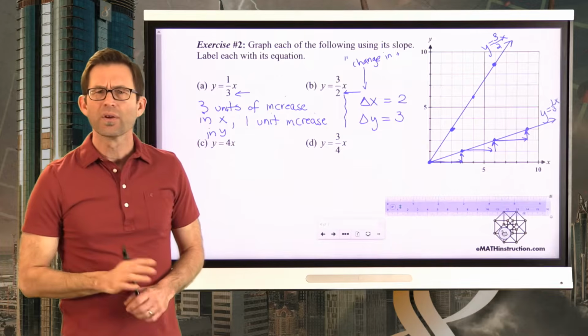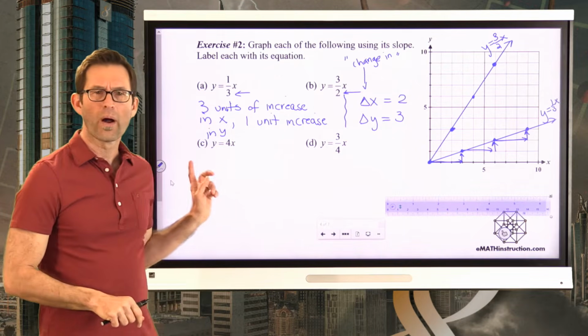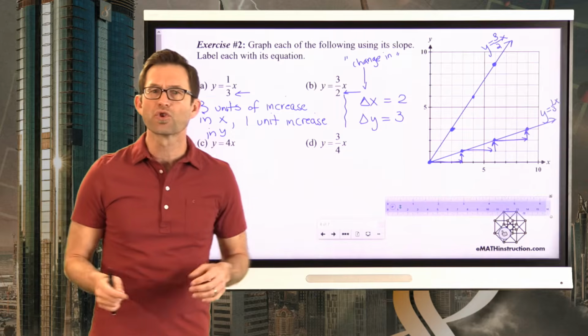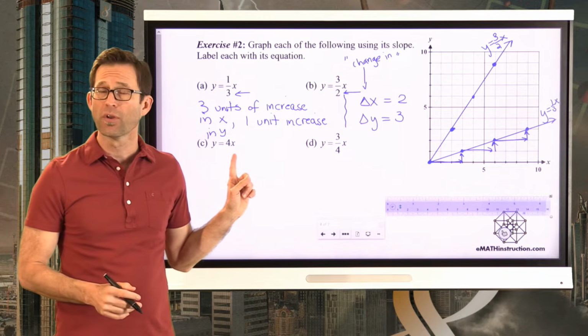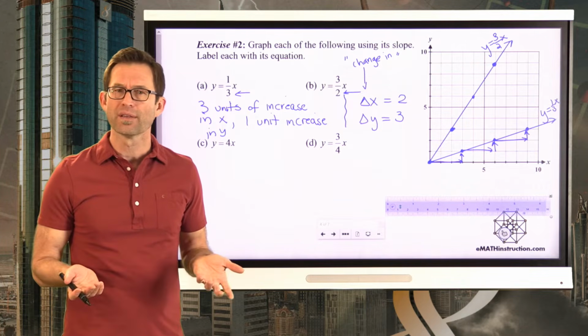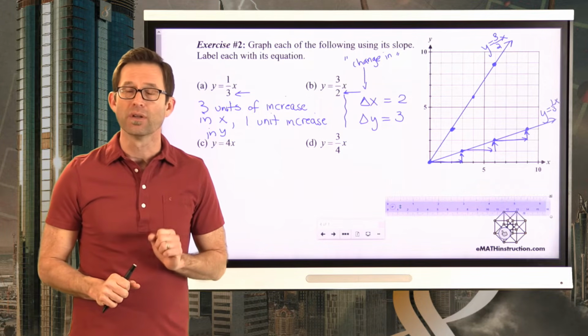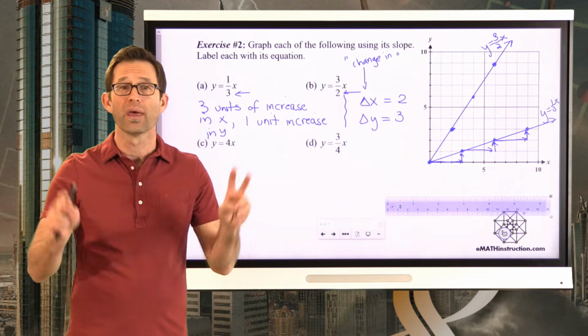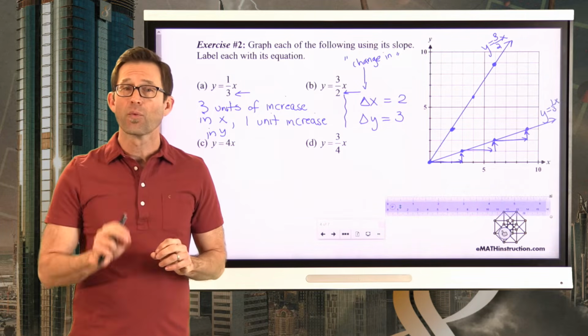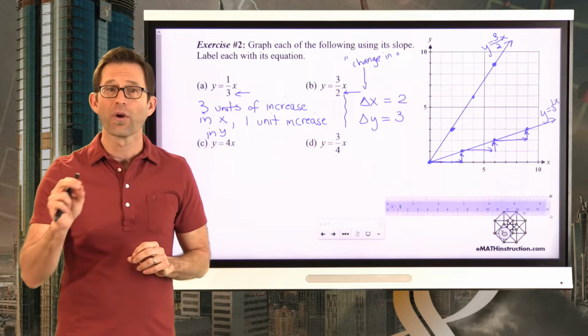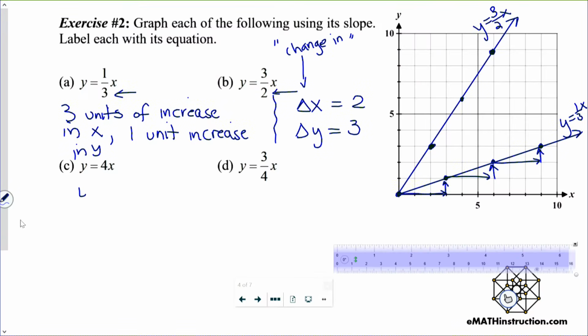Now let's look at one that's a little bit different. Y equals 4 times x. That one's a little bit trickier because the slope, which is equal to 4, isn't written as a fraction. Anytime you have a whole number that's not written as a fraction, you can always write it as a fraction by putting it over 1. In other words, 4 can be written as 4 divided by 1. So the slope is 4 divided by 1, which means for every 1 unit of increase in x, we're going to have 4 units of increase in y.